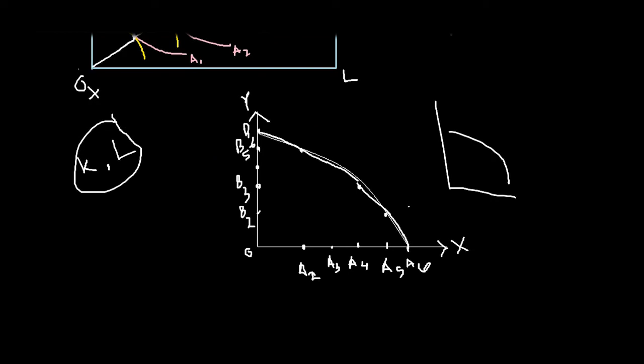And note one thing, that the slope of the production possibility frontier at any point is called the marginal rate of transformation. If you draw the slope at any point in this curve, that is in the production possibility frontier, it is called the marginal rate of transformation between X and Y.